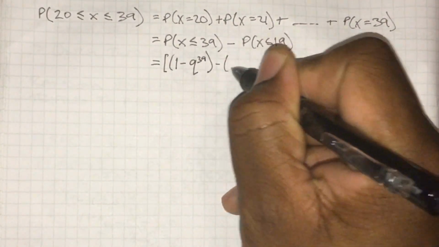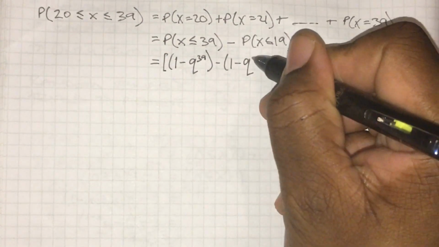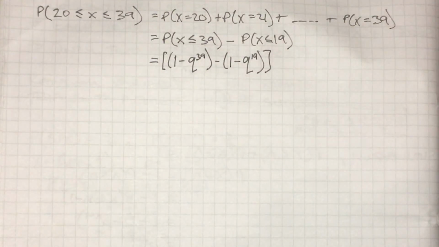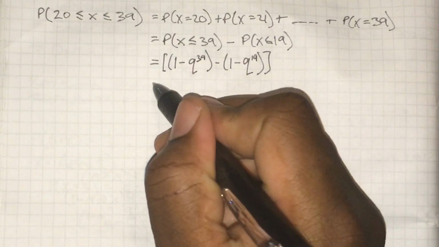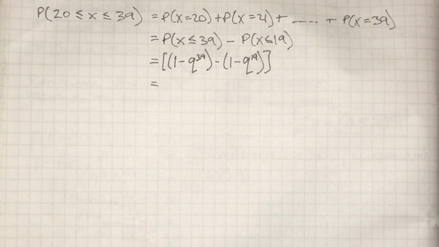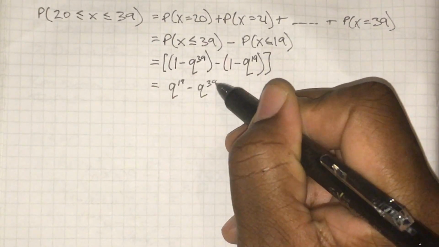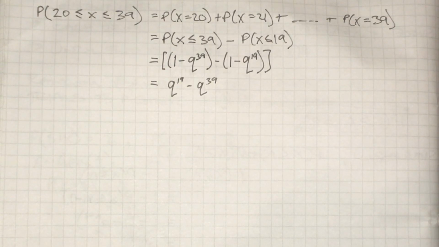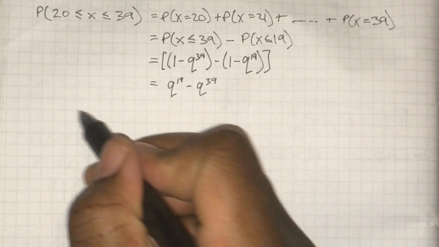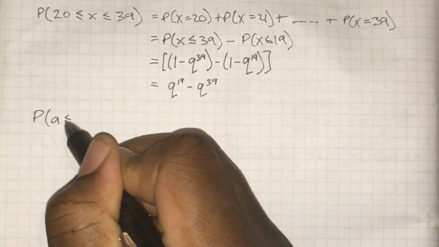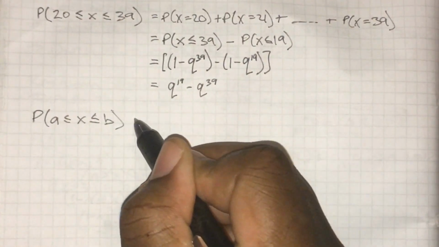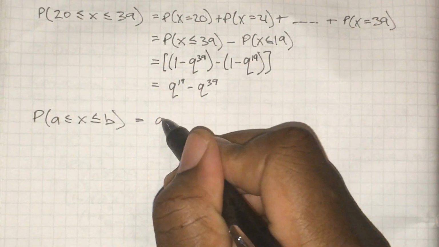Okay, so let's replace these with the statements we're starting to get familiar with. So substituting into 1 minus q to the n, and actually just processing this calculation. Being really careful with the subtraction in between the 2 brackets, we'll be left with q to the 19 minus q to the 39. So if we want, we can go ahead and generalize that as the probability that x is between a and b inclusive is q to the a subtract q to the b.